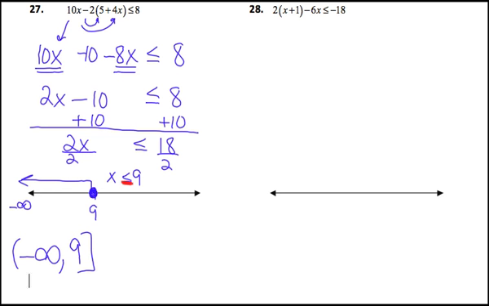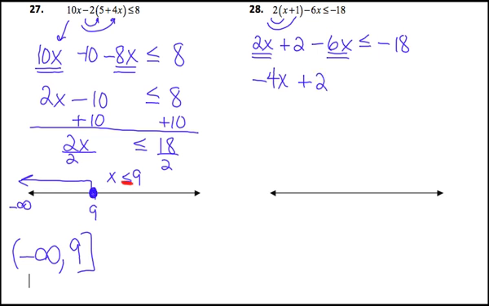Now in number 28, when you distribute, 2 times x is 2x, and 2 times 1 is 2. So we have 2x plus 2 minus that 6x is less than or equal to negative 18. And then your like terms, 2x minus 6x, is a negative 4x. Ooh, that's going to cause us a little bit of trouble. Don't forget your plus 2. And then now let's get that minus 4x alone by subtracting 2 from both sides. And we'll have negative 4x is less than or equal to negative 20.